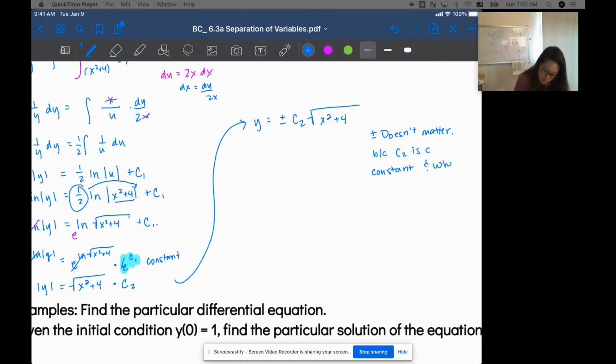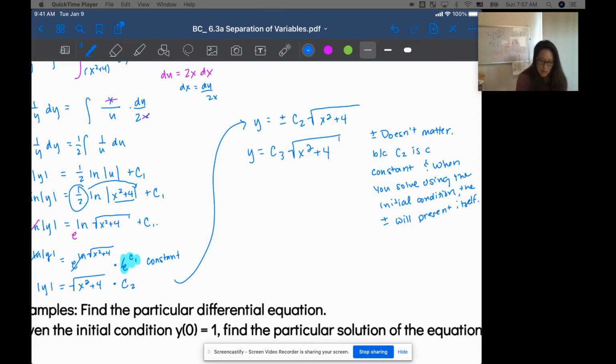When we solve using the initial condition, or the start, the plus or minus will present itself. Depending on the initial condition, the c2 will either come out plus or minus. So what we're going to do is just change our c2 to a c3, saying that we're absorbing the plus or the minus, and we're done.